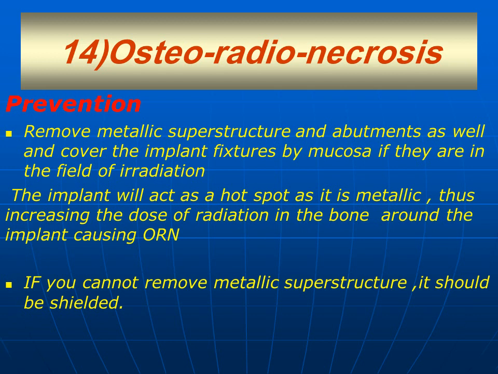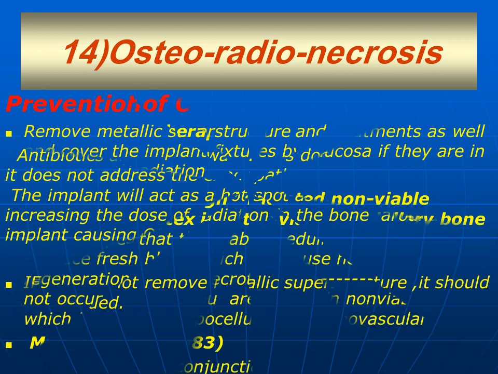Also, remove any metallic superstructure of the implants as well as the abutments and cover the implant fixtures by mucosa if they are in the field of radiation. Why? The implant will act as a hot spot as it is metallic in nature, thus increasing the dose of radiation in the bone around the implant and will cause osteoradionecrosis. If you cannot remove the metallic superstructure, it should be shielded with a prosthetic appliance that shields the tissues.